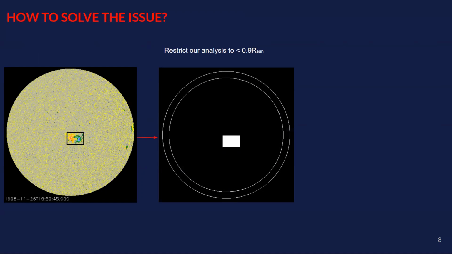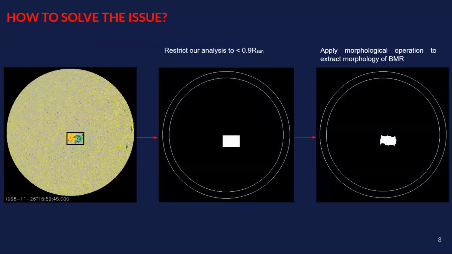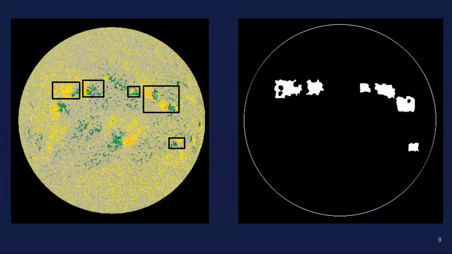To ensure that we minimize the faulty detection, we are going to apply a morphological operation on the points of the BMR which are greater than 100 Gauss, to extract the morphology of the BMR, as you can see in this figure. Now, let's see how applying the morphological operation affects our faulty detection. So in this case, even though the detection algorithm detects it as one BMR, the tracking algorithm identifies it as two. Once that is done, we can go ahead with the tracking.